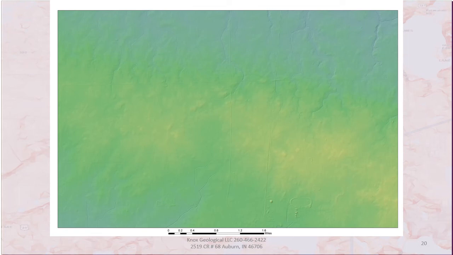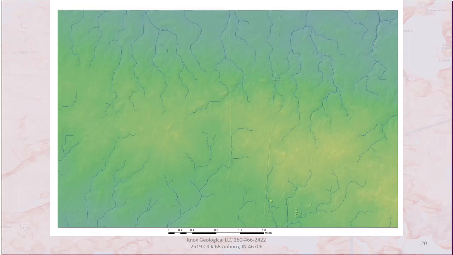And it's still not very clear as to what's going on. But one of the things we can do with LiDAR is we can create flow accumulation models. So what I can do is digitally mimic where stream flow is and place this in. And so here's the flow accumulation model for this area of Jay County. Looks a lot like the Melton drawing, doesn't it?